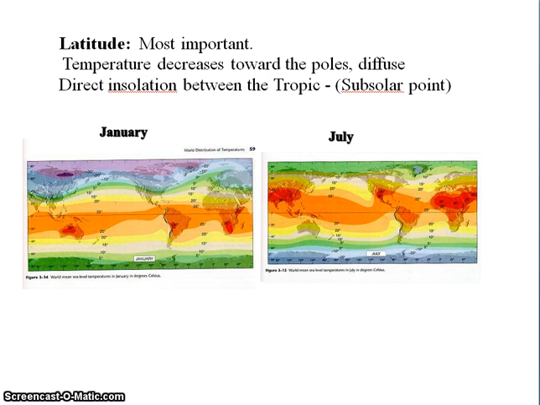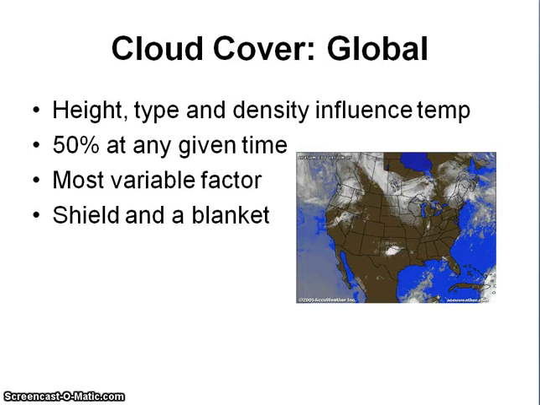Even when we look at seasonal differences, so January versus July, you still have a general latitudinal control. You can see in July, that warm band has shifted north a little bit. In January, the warm band has shifted south. But all in all, it gets colder as I move up toward the North Pole, colder as I move down toward the South Pole. Cloud cover, what affects or impacts cloud cover is height.